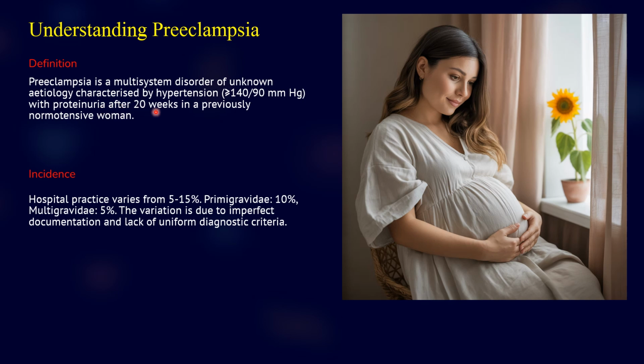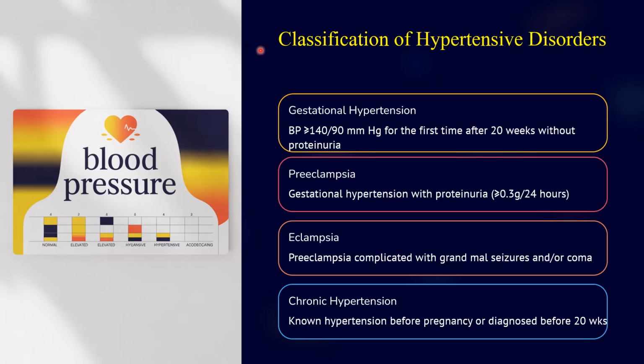The incidence in hospital practice varies from 5 to 15%, where primary gravida consists of 10% and multigravida of 5%. The variation is because there is no proper documentation, or it lacks a uniform diagnostic criteria. Okay, so now let's see the classification of hypertension disorder.